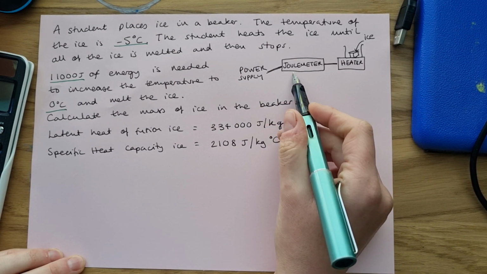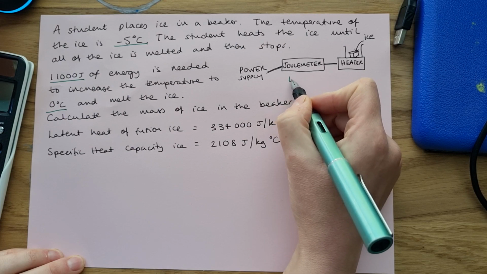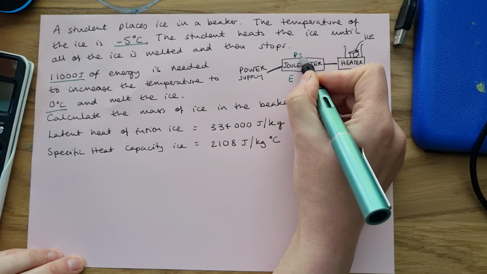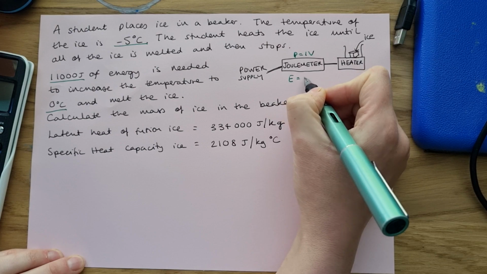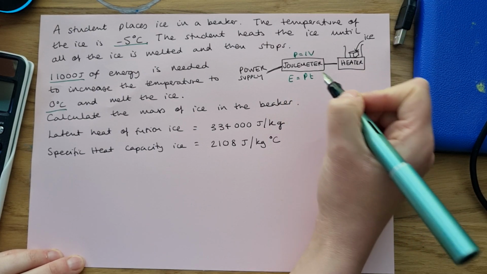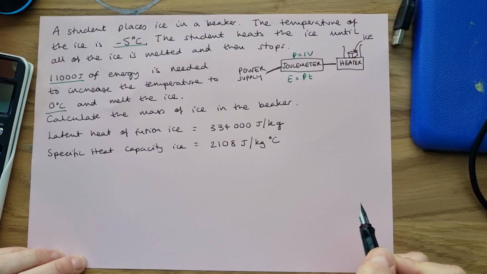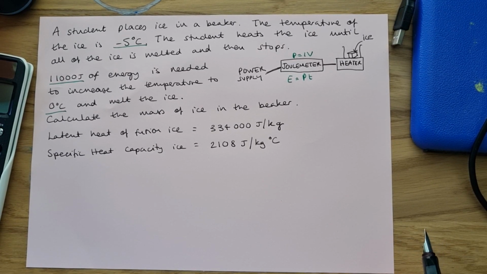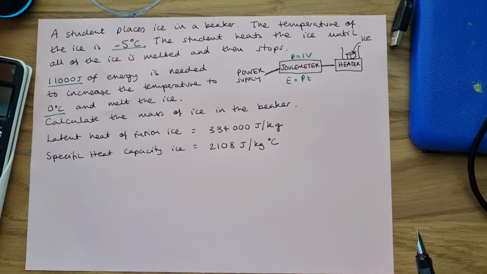The only thing I thought is maybe they could have used E, energy, so they could have given you the current, used P as IV, and then used energy is power times time, to get you to work that out. But I think this one's hard enough as it is. So pause it, have a go at it, then unpause and I'll go through it.